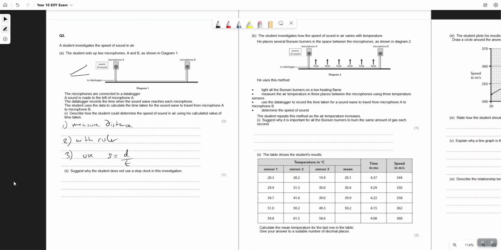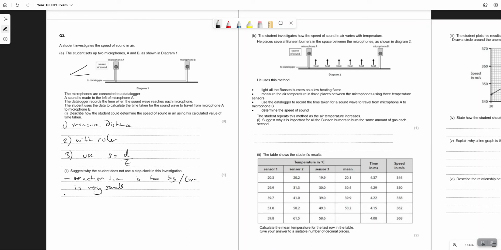Suggest why the student does not use a stop clock in this investigation. So the idea here has to be reaction time. Some idea about the reaction time of the student being a problem, because the reaction time is too big, because the time is very small.